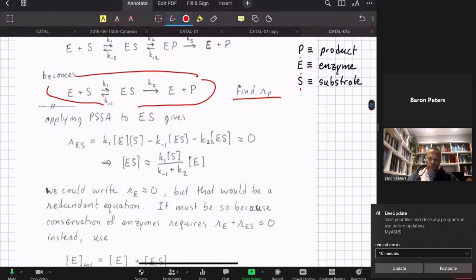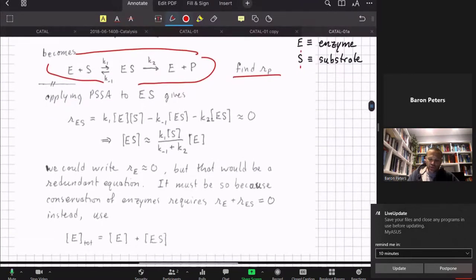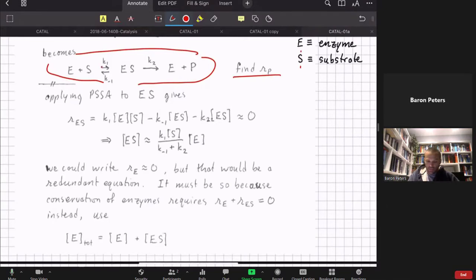So if we were to apply the pseudo-steady-state approximation to my enzyme substrate complex, then I would get the rate of formation of that complex by going here. That's this first term. The second term corresponds to loss of the enzyme substrate complex by going backwards. And the third term corresponds to loss of the enzyme substrate complex by going forwards from ES. In keeping with our pseudo-steady-state approximation that we've already learned, we're going to equate that rate to 0. The ES concentration is now going to be proportional to the enzyme concentration with a proportionality K1S over K minus 1 plus K2.